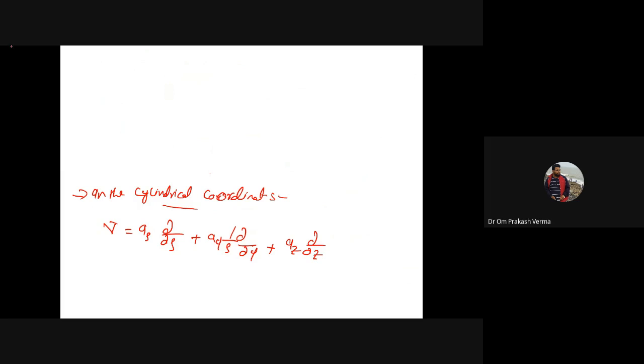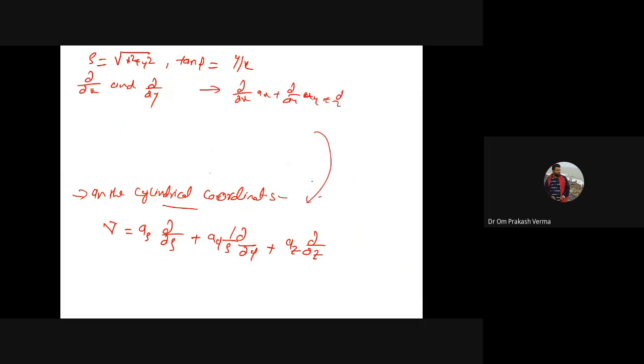So it is defined with the help of ρ = √(x² + y²), and tan φ = y/x, right? So you can find out ∂/∂x and ∂/∂y and put all these values into the Cartesian form, that is ∂/∂x a_x + ∂/∂y a_y + ∂/∂z a_z, and you get it like this.